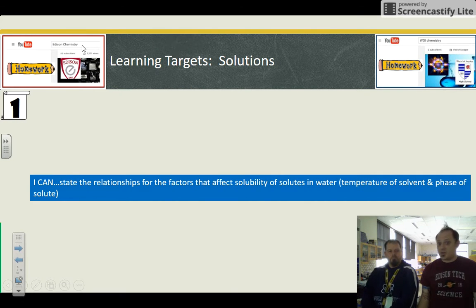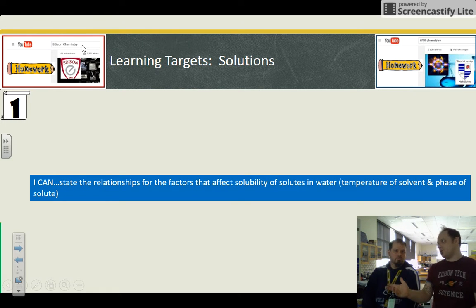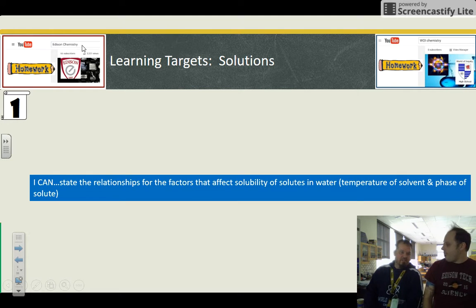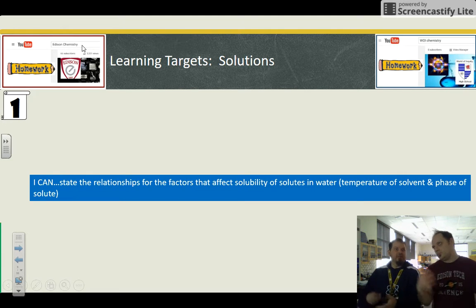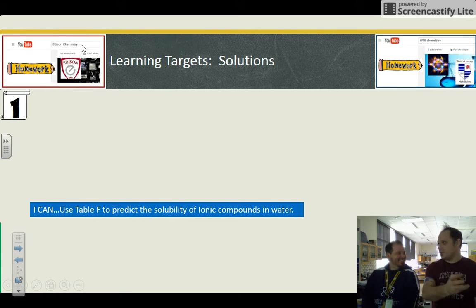State relationships. Relationship statements are super important about the factors that affect solubility of solutes in water. So as the temperature changes, the solubility of the solid will do this. As the temperature changes, the solubility of the gas will do that. Notice he did the "as" thing, so he's talking about one thing changing and it affecting another. That's what we mean about relationships. Not just that there is a relationship between temperature and solubility. What is it? When we say we want a relationship, you say this does a this and that does a that.